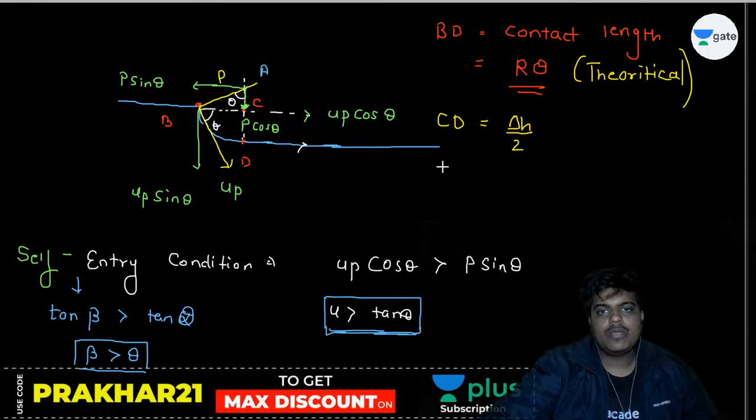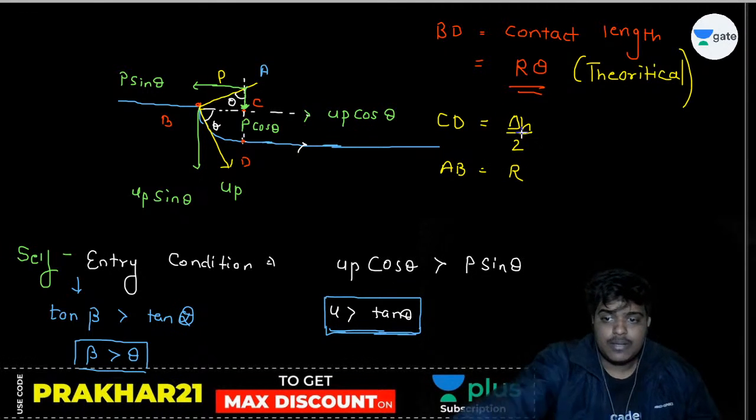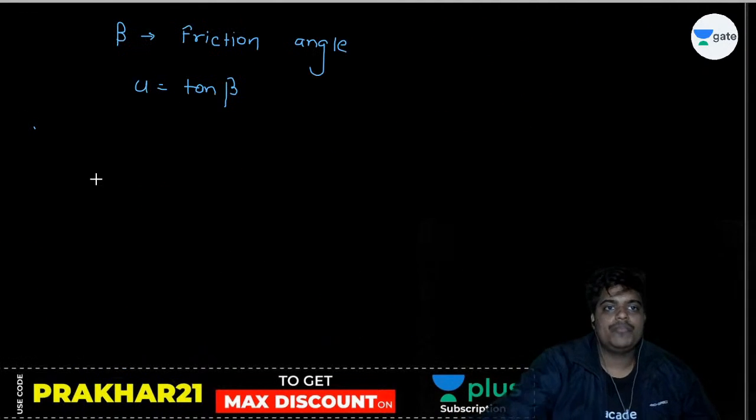बिल्कुल सही है. What is AB? AB is equal to radius. Now sometimes क्या होता है, ध्यान से देखो.